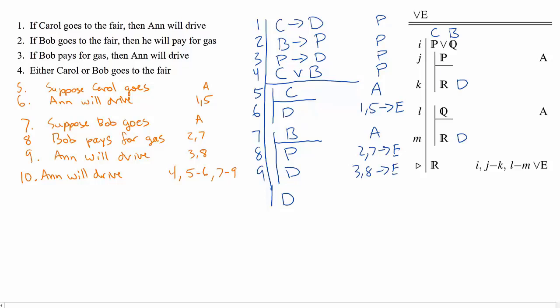And now what we have is a situation where we've got a disjunction. We've shown that the left disjunct leads to D, and we've shown that the right disjunct leads to D. So those three pieces together, line 4, subderivation 5 through 6, subderivation 7 through 9, give us the D. So we write line 10, and we cite all three of those pieces, the disjunction 4, subderivation 5 through 6, and 7 through 9, or elimination.